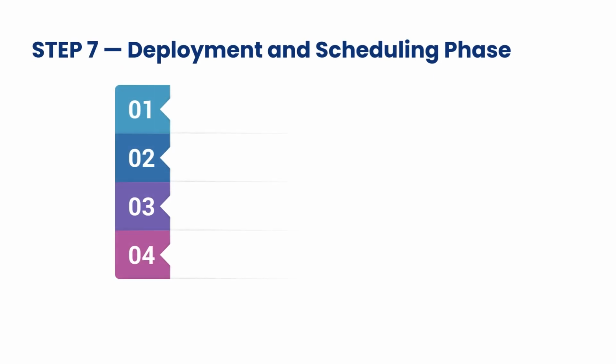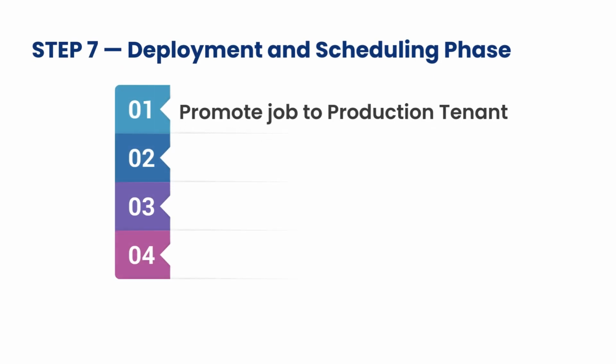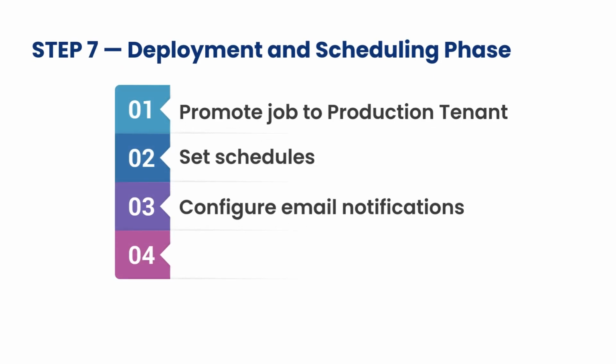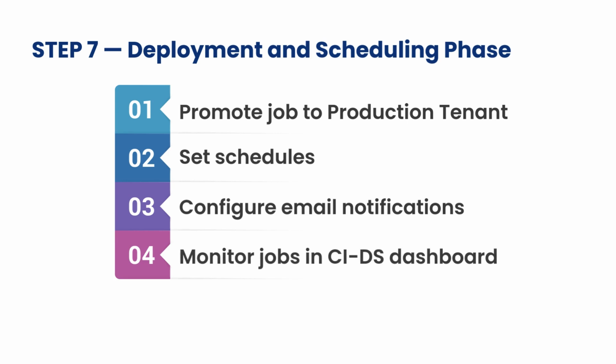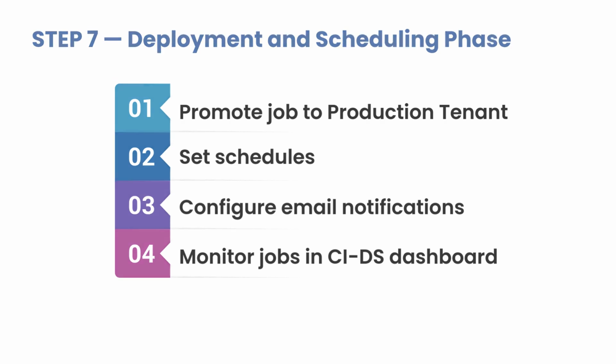Once tested, promote the job to the production tenant, set schedules, configure email notifications, monitor jobs in the CIDS dashboard. For example, stock loads run every hour. Master data loads run daily. Who monitors failures? Functional or technical team? Both. CIDS team monitors job failures. Business team validates data accuracy in IBP.